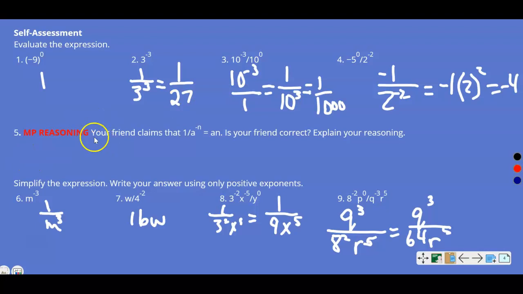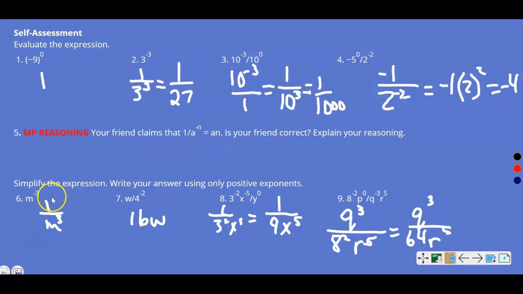Number 5, your friend claims that 1 over a to the negative n equals a times n. Is your friend correct? No. It should be a raised to the nth power, not a times n.